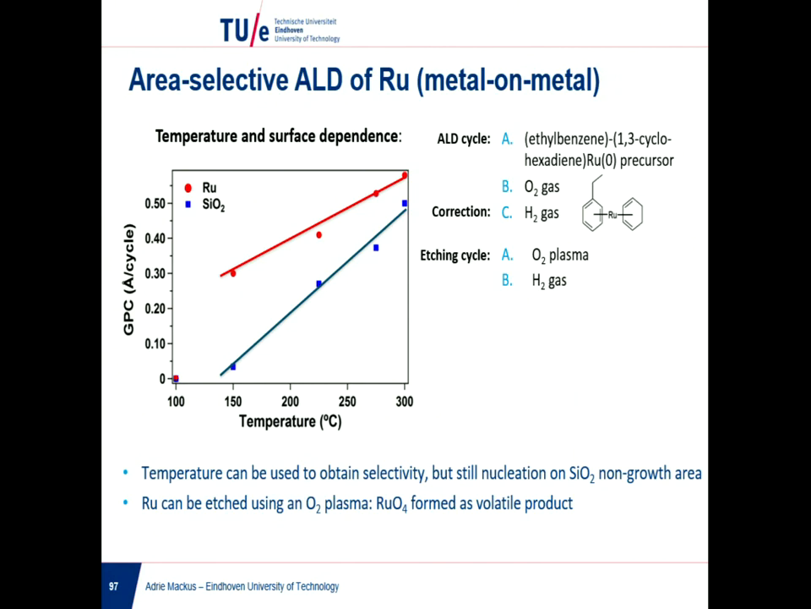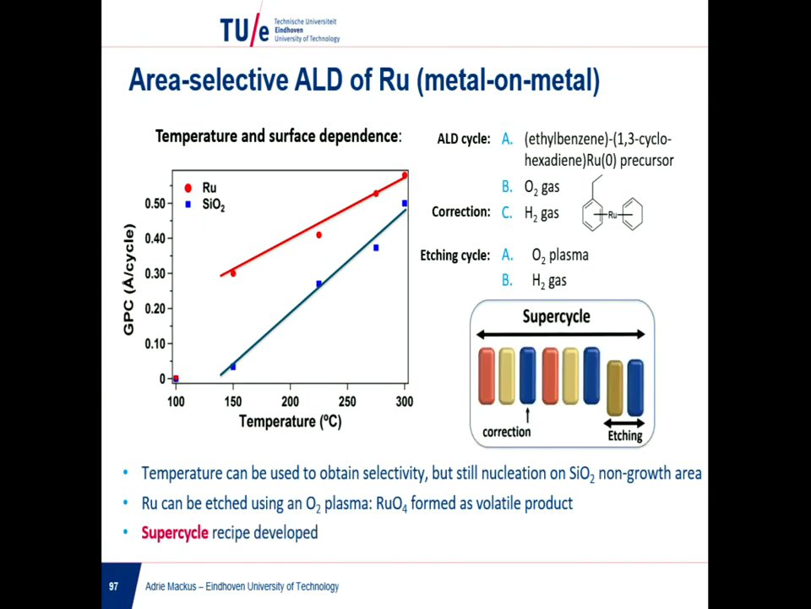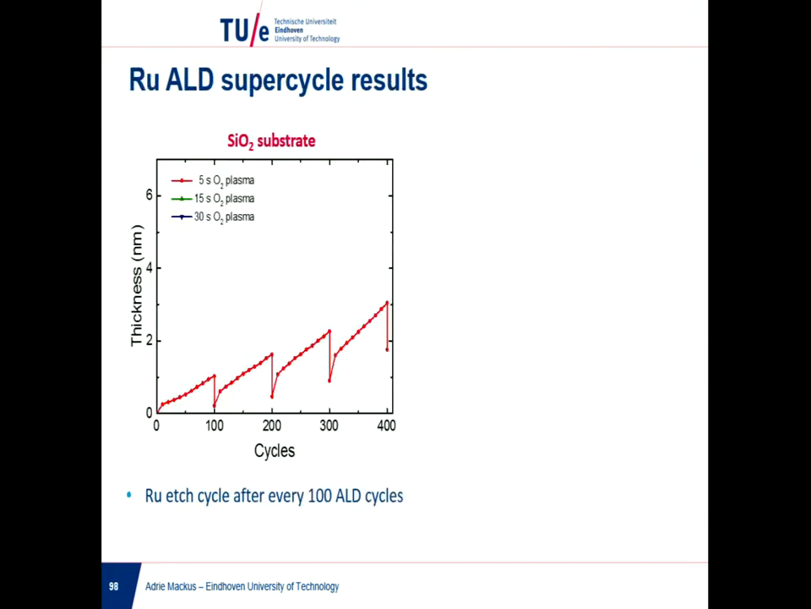So what we do is we combine this with an etching cycle. In this case, we use an oxygen plasma for etching. With an oxygen plasma, you can etch ruthenium, because you make RuO4 as a volatile product, and that way you can remove the material. So what we basically do is we combine ALD cycles with etching cycles in what we refer to as a supercycled recipe. We switch back and forth between deposition and etching.